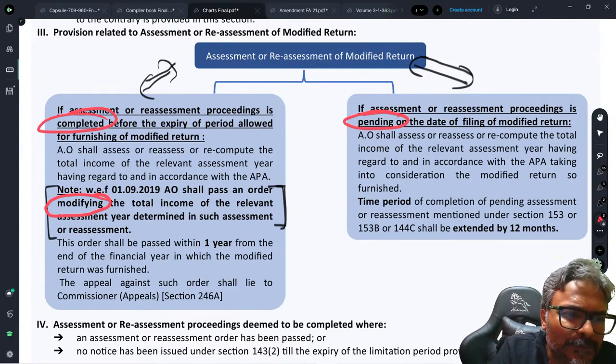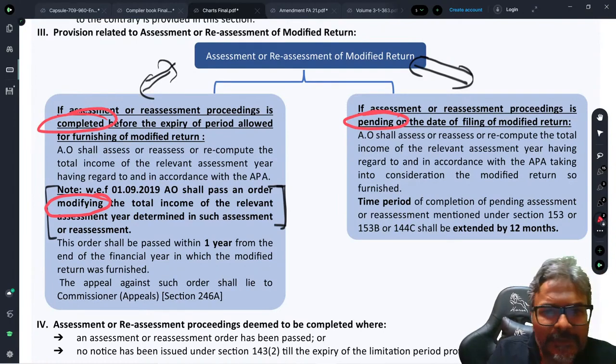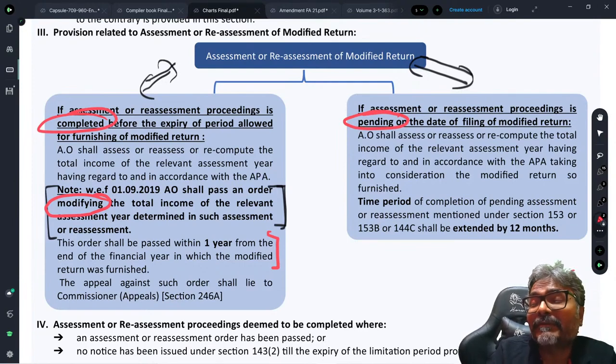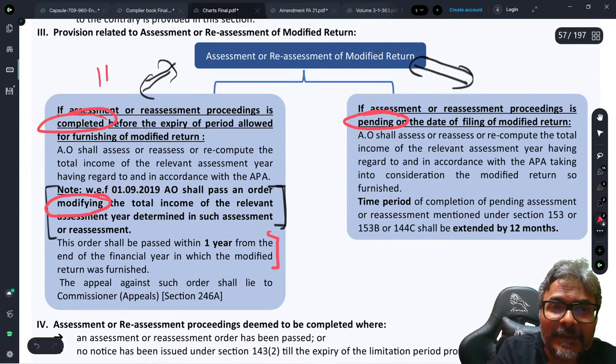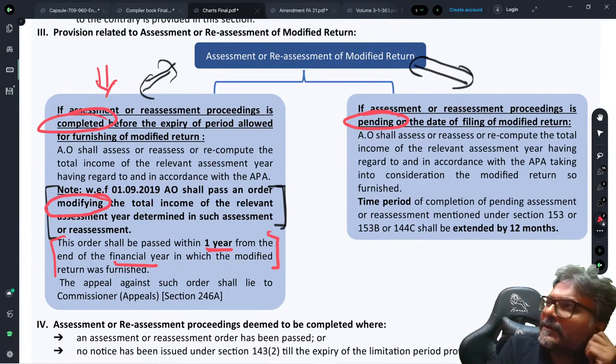And that exactly is the point, students, in this regard. I hope that every one of you is clear with this one. Now, the reassessment order should be passed based on the modified return filed by the SSC in this first case. It should be passed within 1 year from the end of the financial year in which the modified return was furnished.